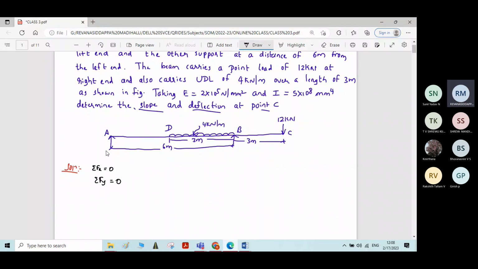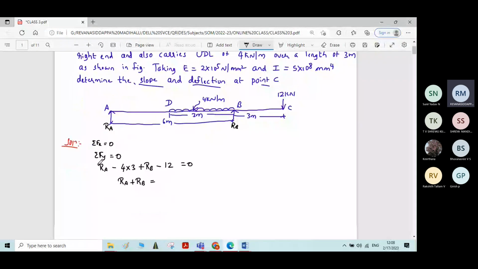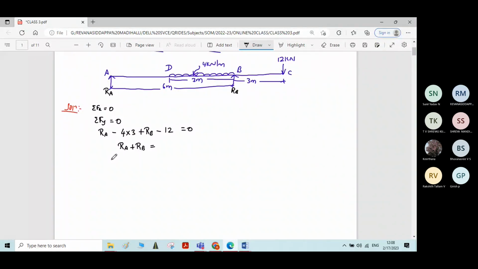So here it will be RA plus RB minus this UDL 4 kilonewton per meter, acting over a length of 3 meters, so minus 4 into 3, minus point load of 12 kilonewton is equal to 0. Therefore, RA plus RB is equal to how much? It is 24, no? 4 into 3, 12, plus 12 is 24 on the RHS. Correct? Yes, sir.